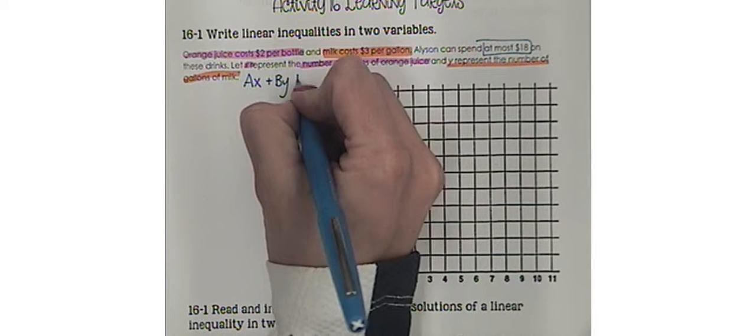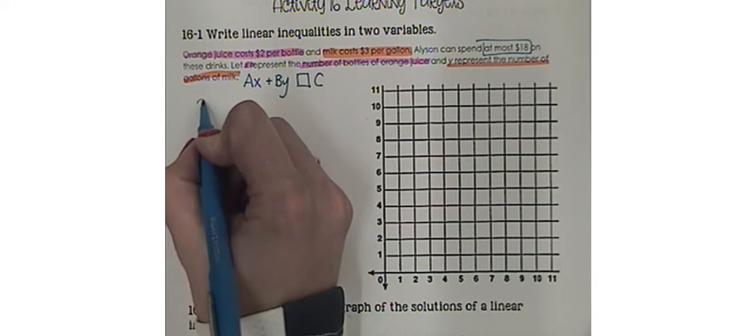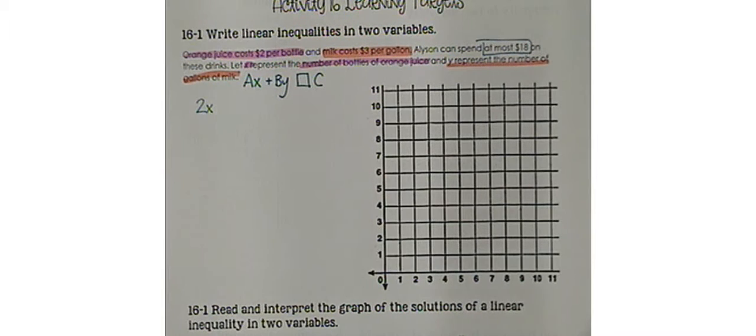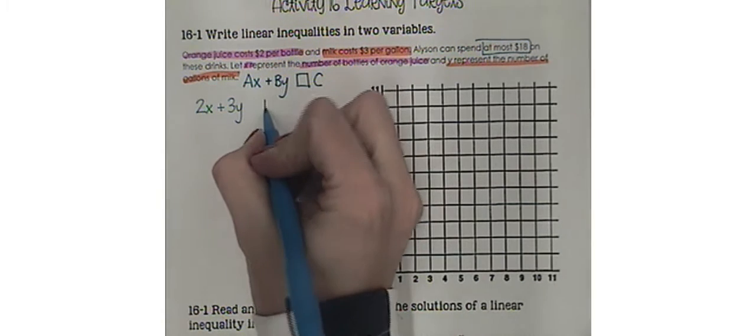AX plus BY, and then here we need to figure out what our inequality symbol is, and then C. So first we're going to start with 2 for orange juice, and then X stands for the amount, plus milk is $3, and Y stands for the number of gallons of milk. And then Allison has $18, so that's our C. And we are going to spend at most.